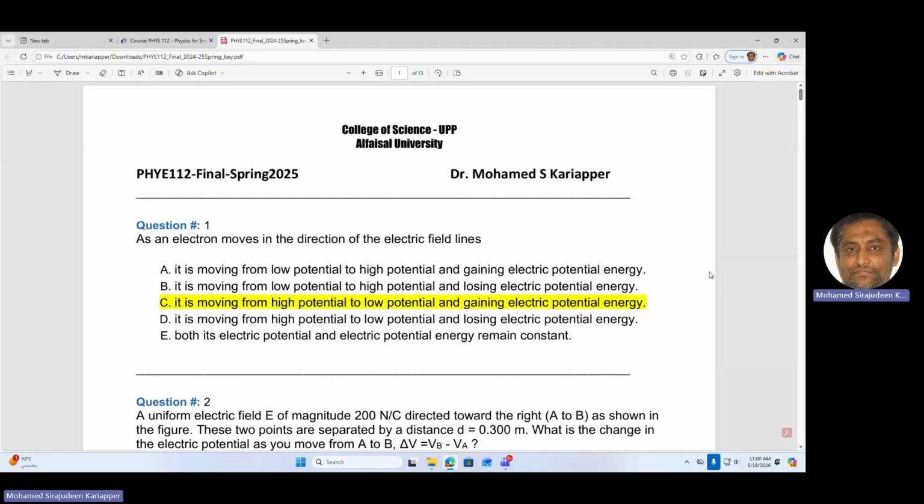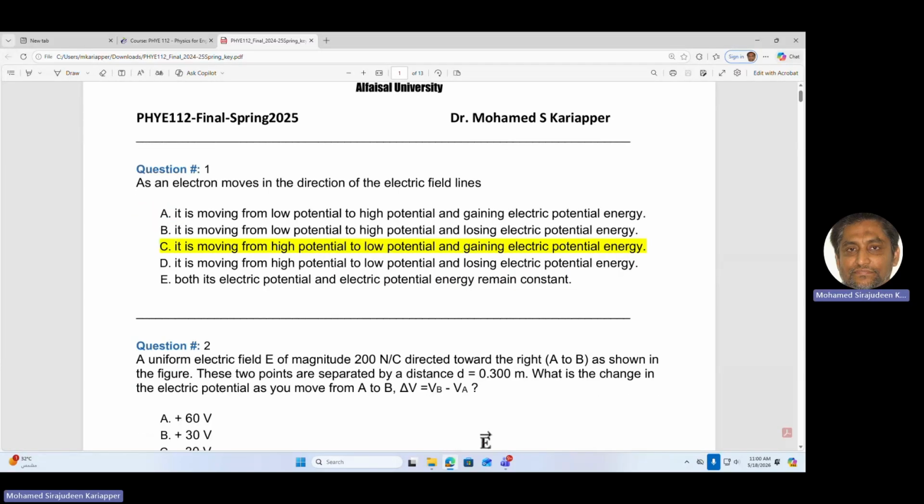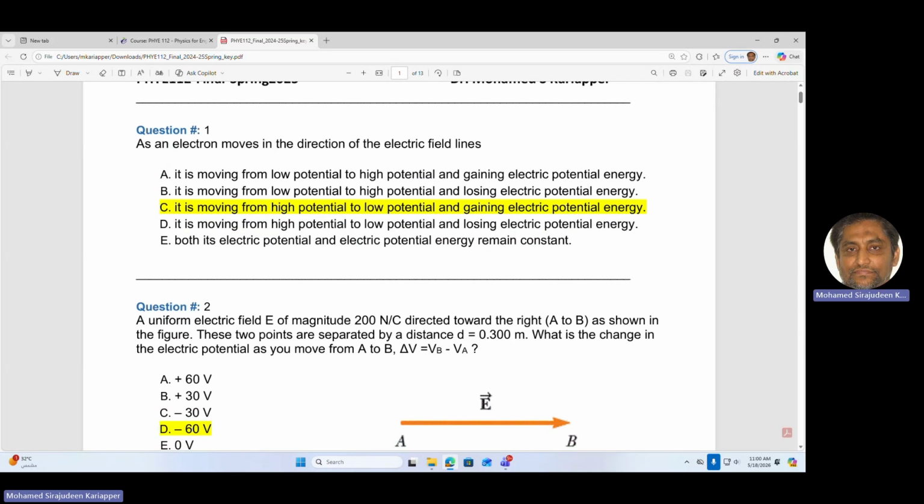This is last year's final exam. I will go through the solution, solve it with you. Question number 1 is actually chapter 16. Although I have to tell you this, okay?